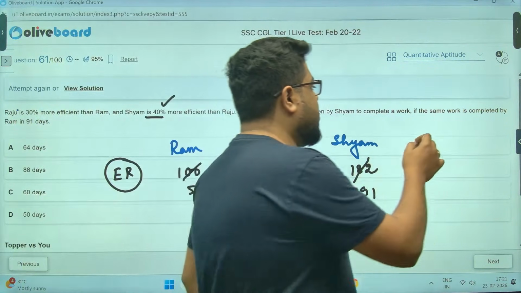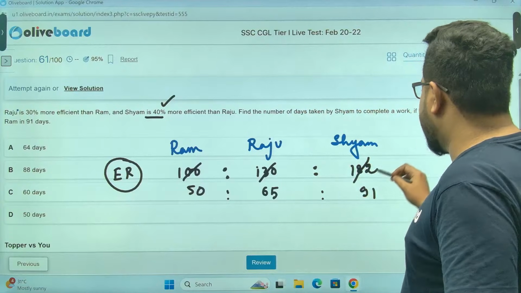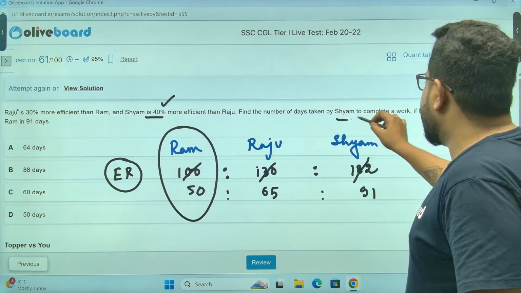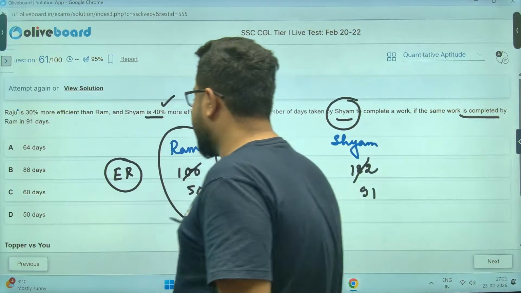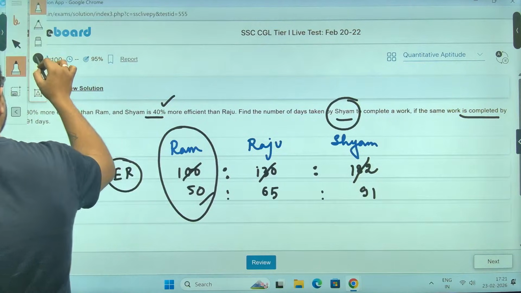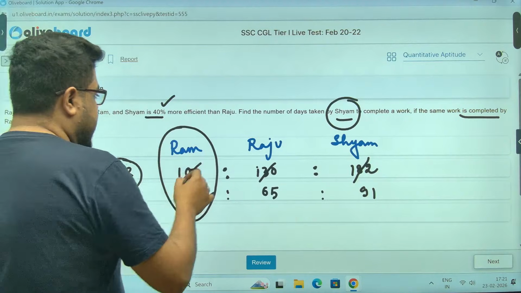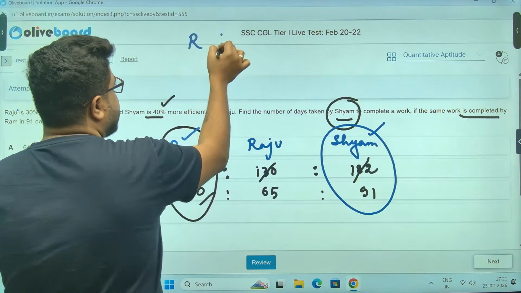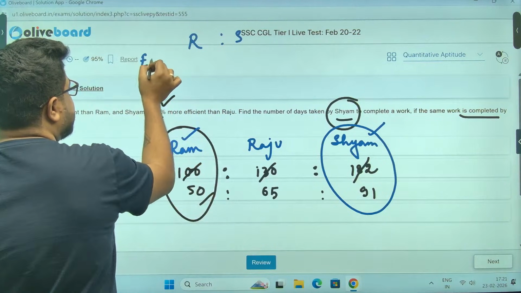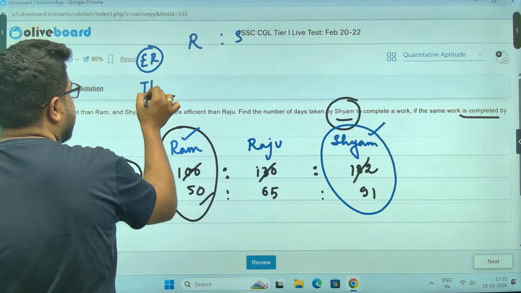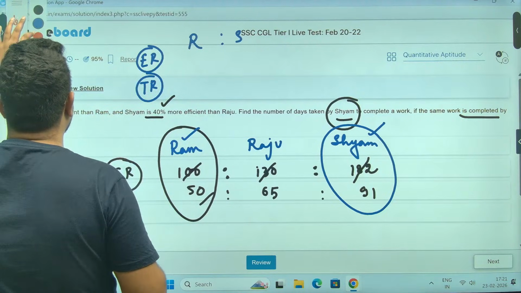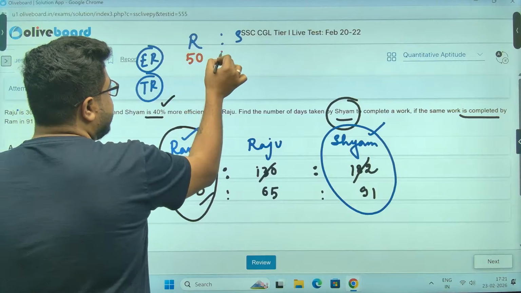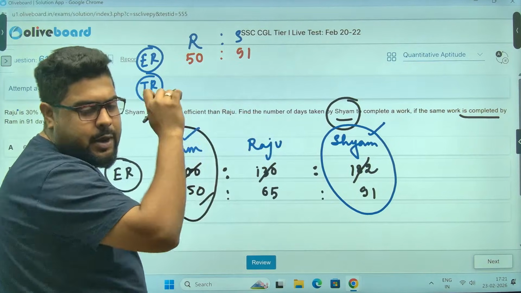Now, if the same work is completed by Ram in 91 days, then find the number of days for Shyam. 50 will be the answer. Why is 50 the answer? Please understand, take only Ram and Shyam because we are only talking about these two. The efficiency ratio is something that we already know. Efficiency ratio is given to us as 50:91. So the time ratio will be opposite.